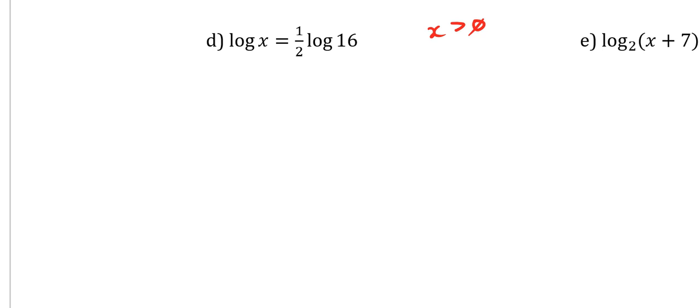The bases of the logs are the same, so I can equate the arguments. I've got to do one step before I do that because of that half. I do have some other junk. So this is log of 16 to the 1/2, or the square root of 16. You can write it however you want.